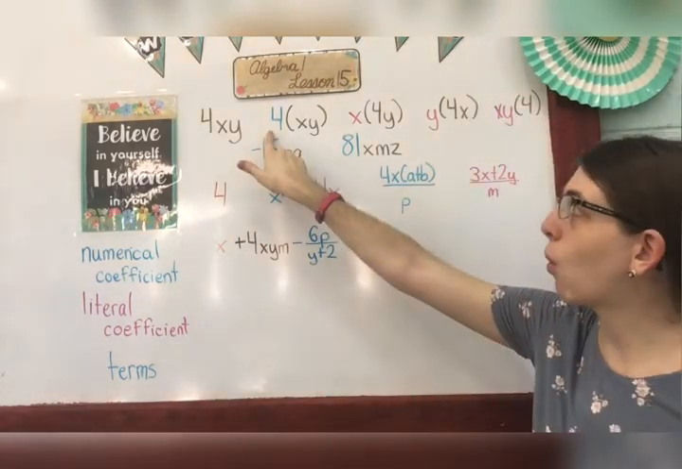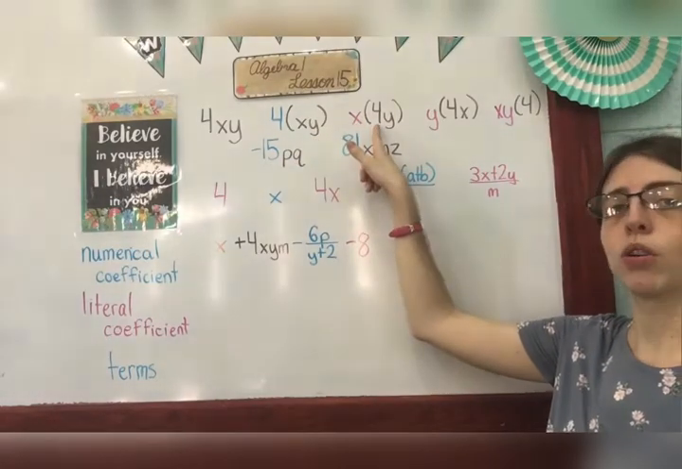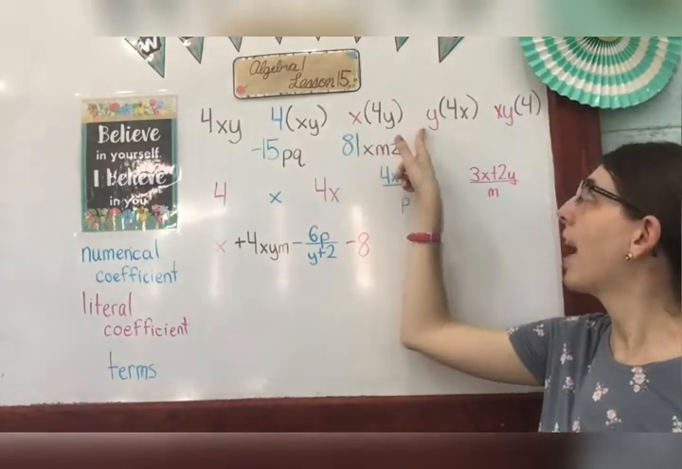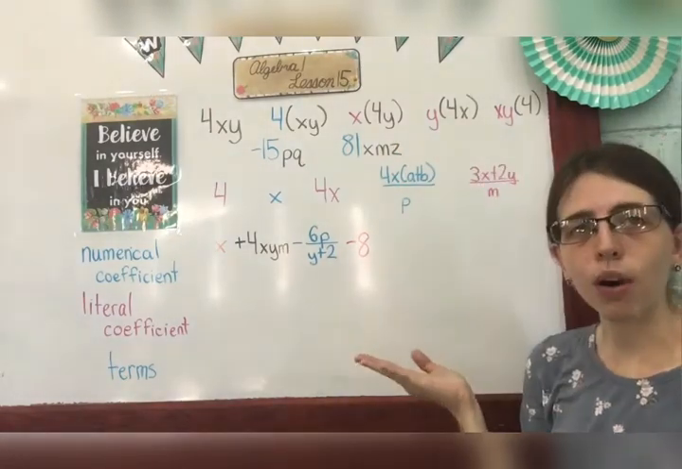So you could say that 4 is the coefficient of x and y, or you could say that x is the coefficient of 4 times y, or you could say y is the coefficient of 4 times x, or even xy is the coefficient of 4.